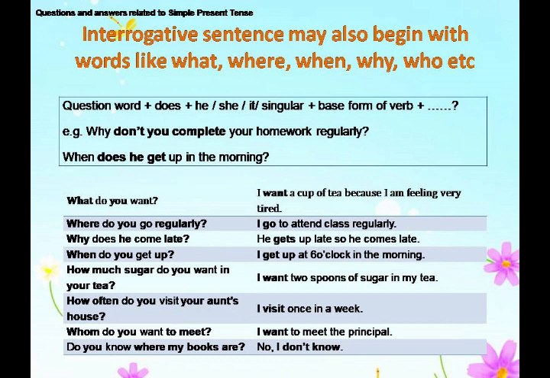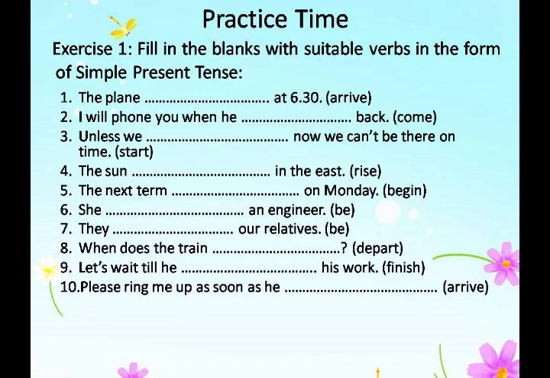So in that case, the question word comes first, then we put do or does. If it is he, she, it or singular, we put does. Apart from that, we put do. And then the subject, then the verb, and then we continue the sentence. This is the rule. Follow the grammar syntax. If you follow proper syntax, you will understand grammar in a very easy way. Okay. After that, I have given you some exercises based on this.